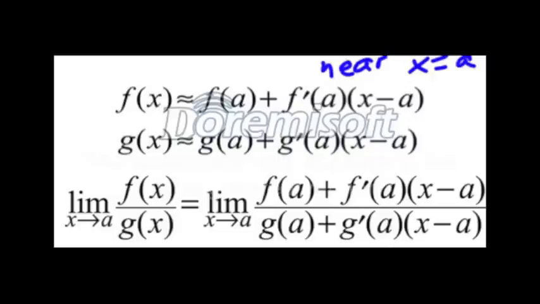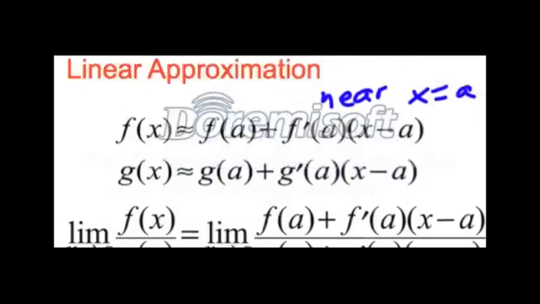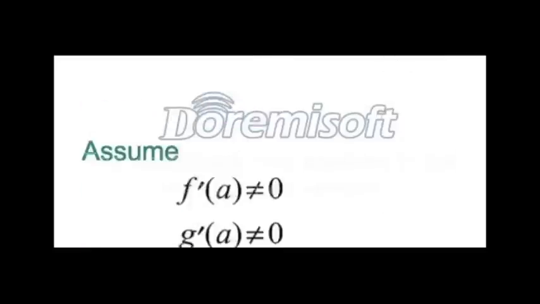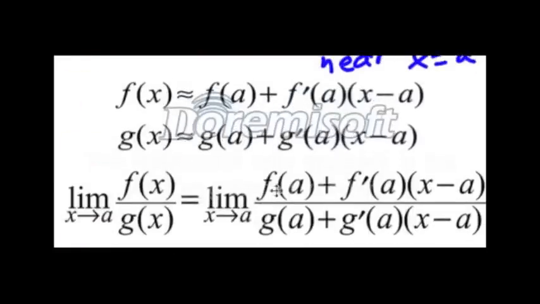Now, we made the assumption that f of a was 0 and g of a was 0. Remember, that was given to us. And so at this point, we can say that even in our tangent line approximations, f of a is 0 and g of a is 0. So if that's the case, we can just drop those out. And now we have f prime of a times x minus a and g prime of a times x minus a, in the top and bottom.